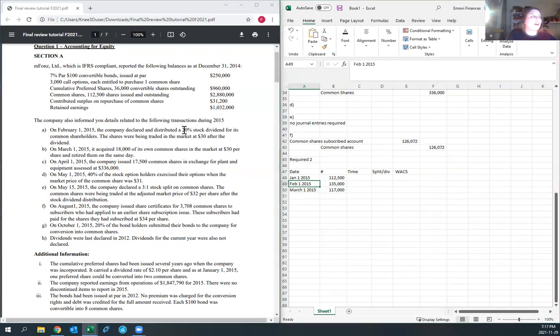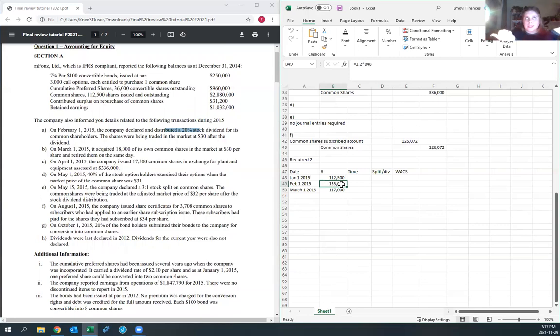Before that, with the stock dividend, because it increased by 20%, but there was no new common shareholders coming in, right? So every common shareholder on February 1st, 2015 just had an increase of 20% on their shares. So they still have the same power in the company, the same percentage of ownership in the company.